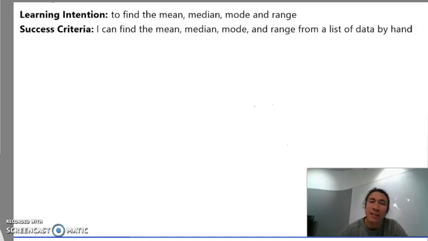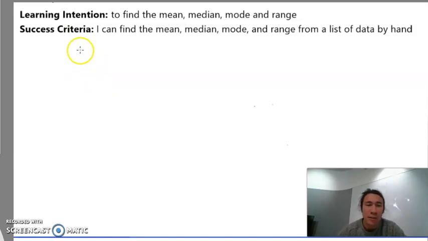Hi Year 7s. In this lesson today, our learning intention is to find the mean, median, mode, and the range. So your success will look like if by the end of this lesson, can you find the mean, the median, mode, and range from a list of data by hand? In other words, by doing it with a pen and your brain and not using a calculator or the computer.